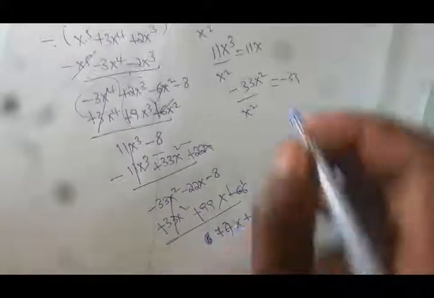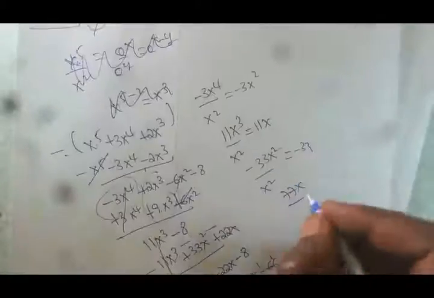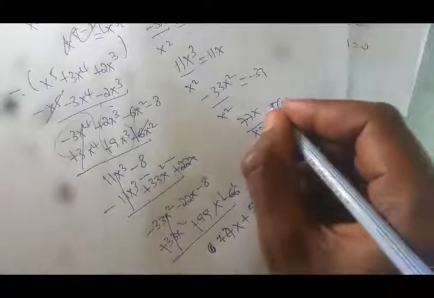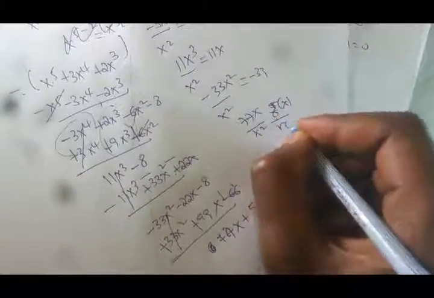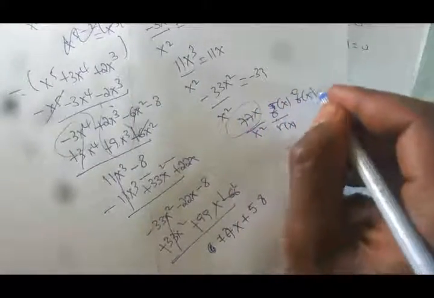Therefore we check 77x divided by x squared. This is r of x, and this is q of x. Since the degree of q of x is less than that of r of x, we don't make any further division.